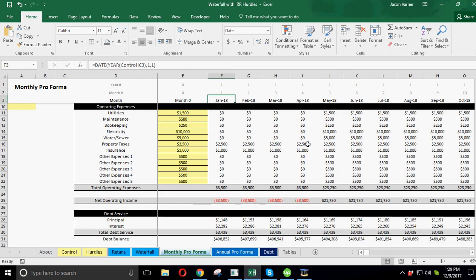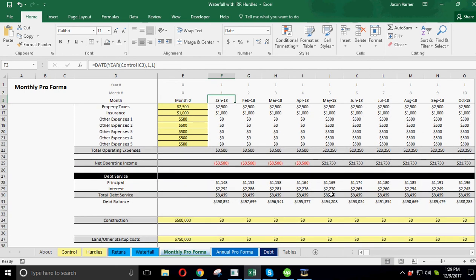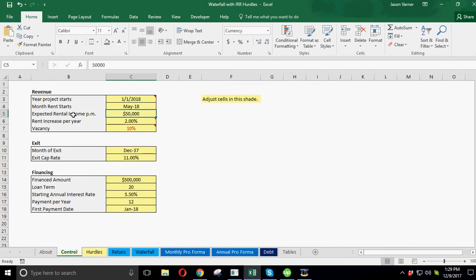So other than that, nothing else will start. All these other operational expenses won't start until the rent actually begins. So that's that. You could do expected rental income per month.